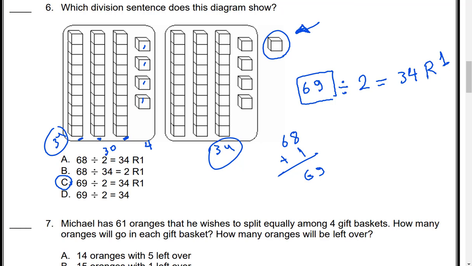Okay, so my heroes, this is how to use the picture. And now we will move to the next question.